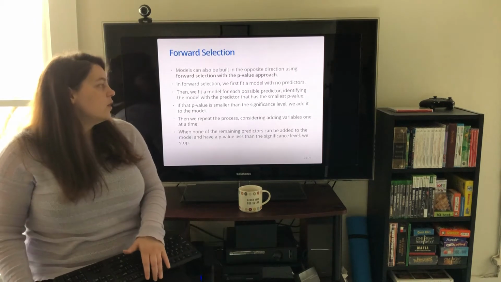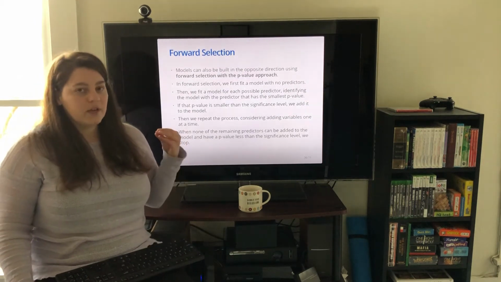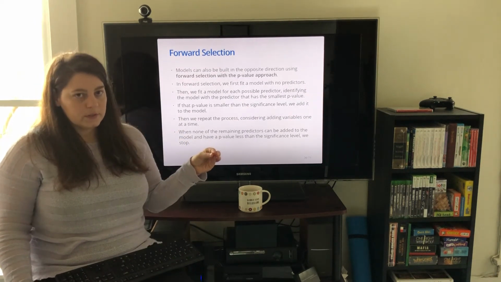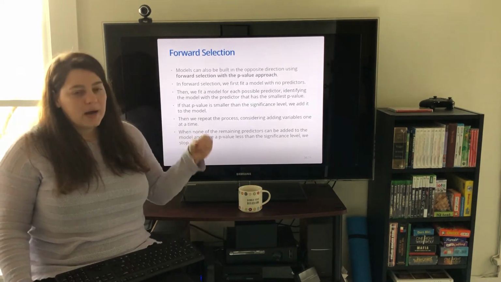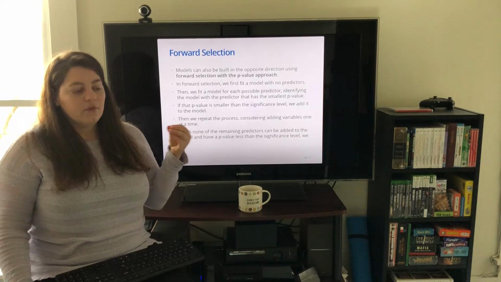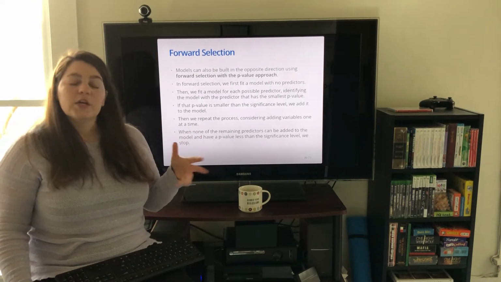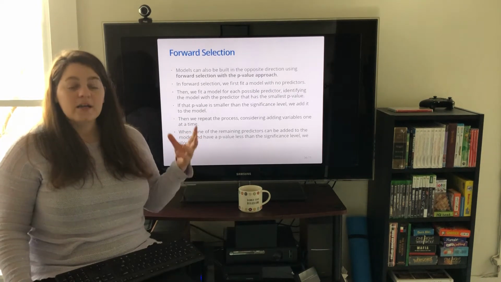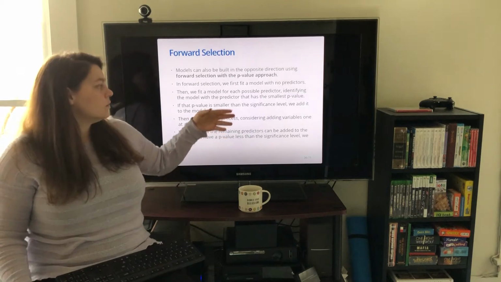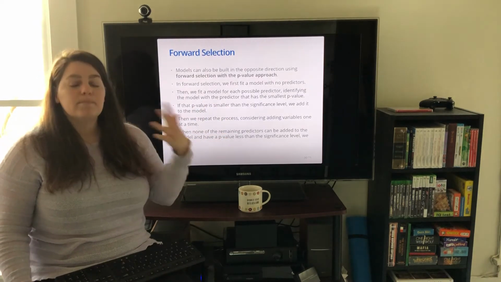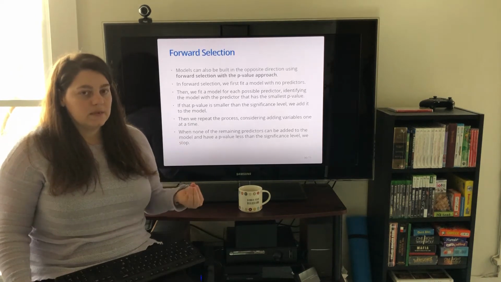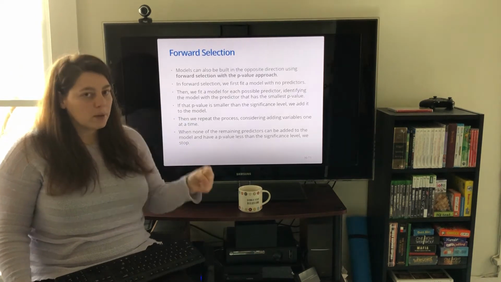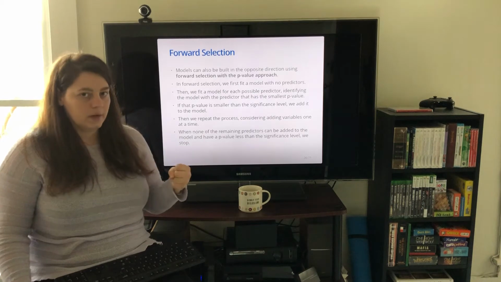Okay? We could also use p-values, right? We could fit a model with no predictors. And then we would fit a model for each possible predictor. And for each of those predictors, we would see, are any of the p-values significant? Which one is the most significant? We would pick that predictor with the smallest significant p-value. We would permanently keep it in our model.